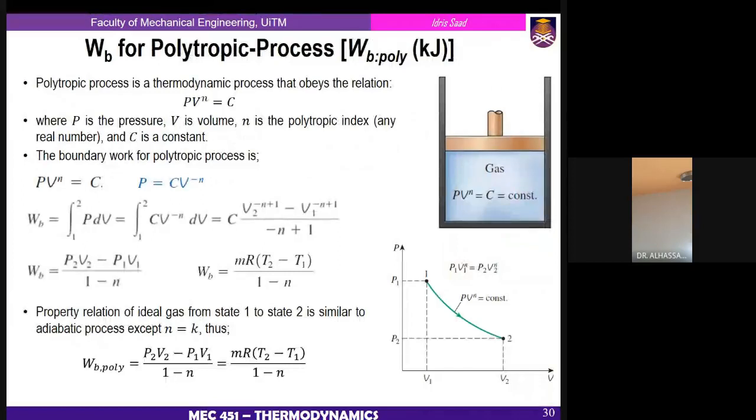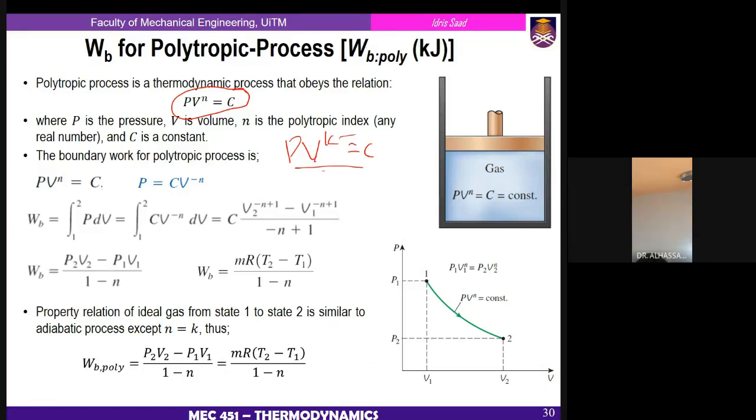Now, the boundary work for a polytropic process. So what's a polytropic process? A polytropic process is a process that obeys the law PV raised to the power n equals C. So this is different from PV raised to the power k equals C. You understand? That is an adiabatic or isentropic process, where this k is a different value.